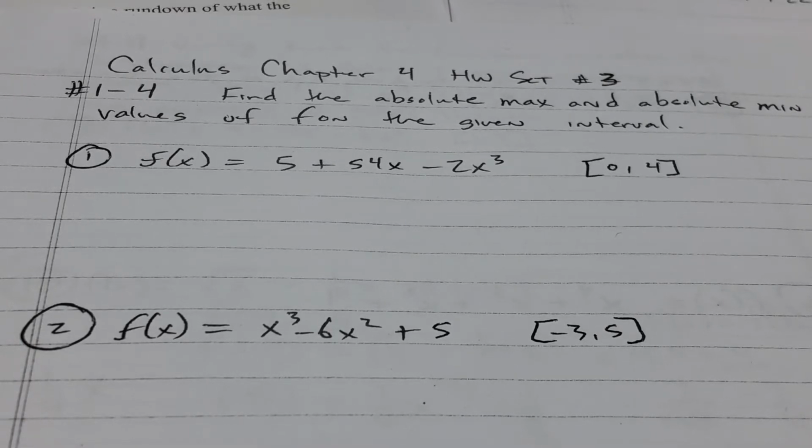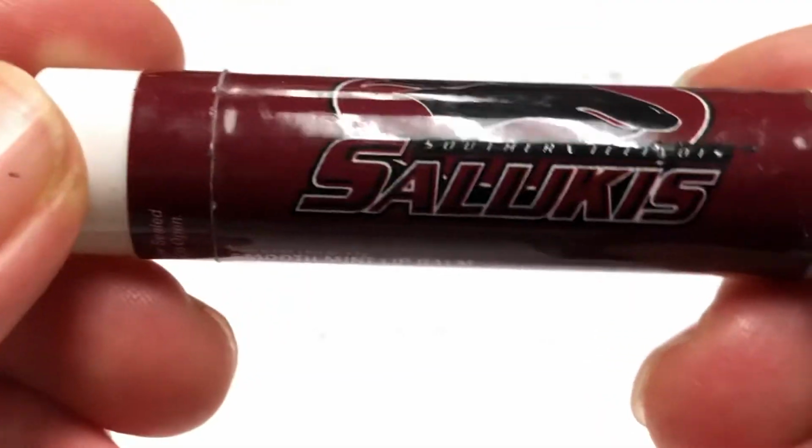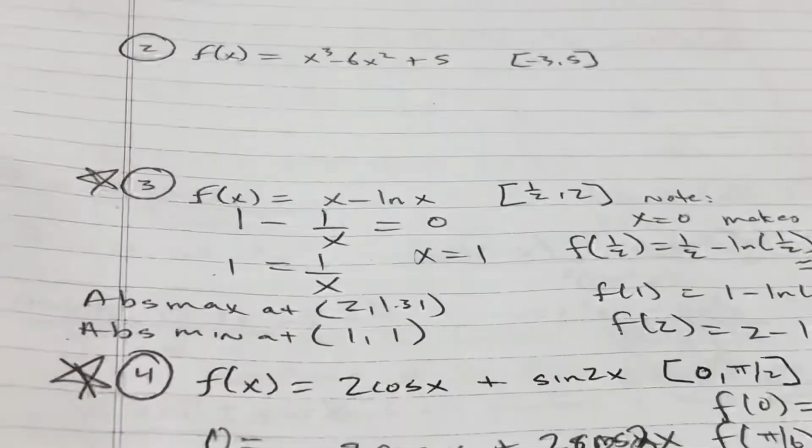What I'm going to do first is give you some help on this homework set. Chapter 3. Go Dogs. All right, homework set 3, Chapter 4. Take a look at number 3.